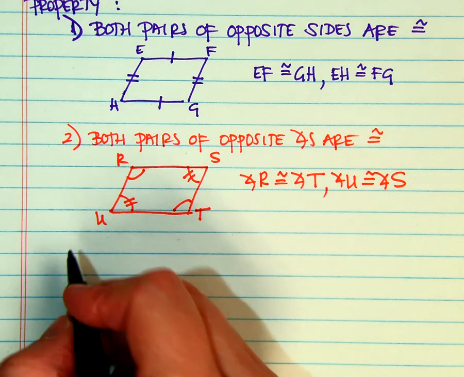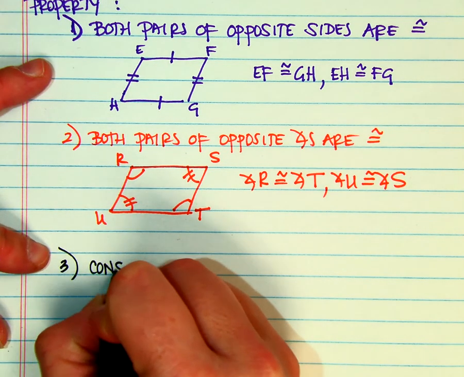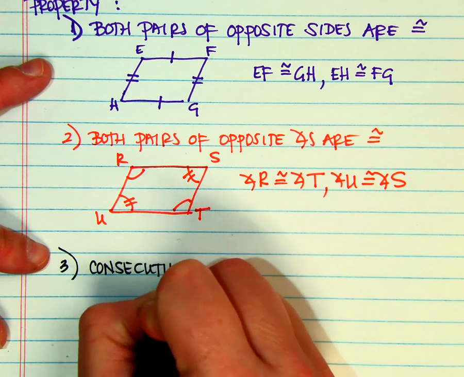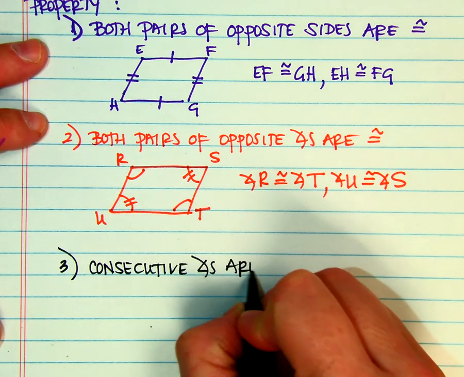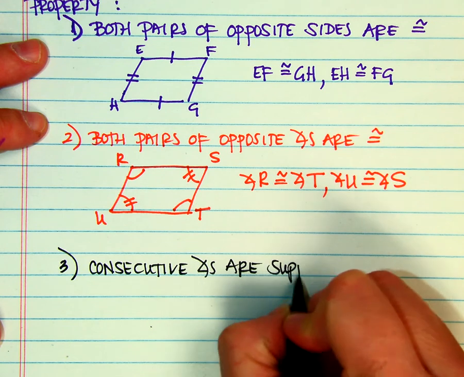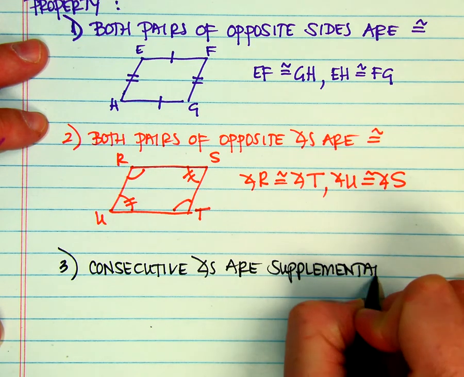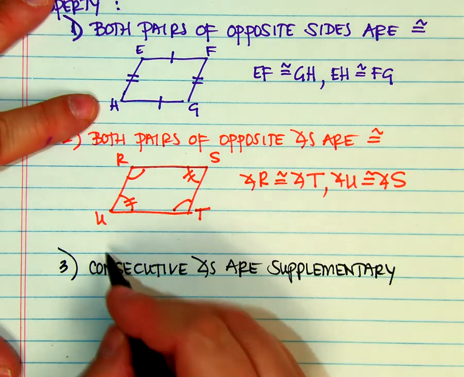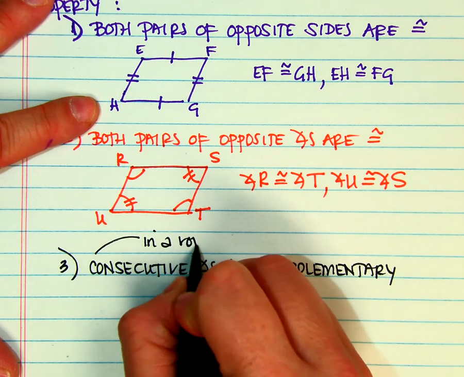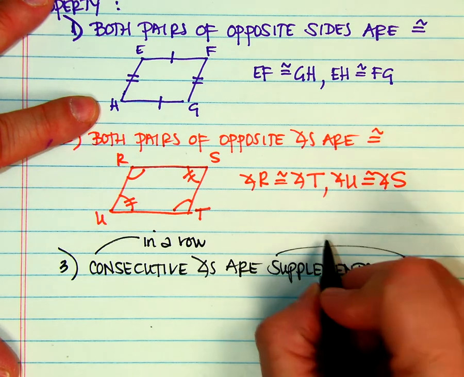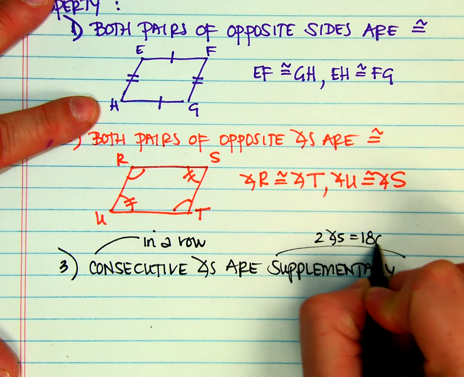Another property would be that consecutive angles are supplementary. Okay, so consecutive angles meaning in a row, and supplementary means that we have two angles equal to 180.